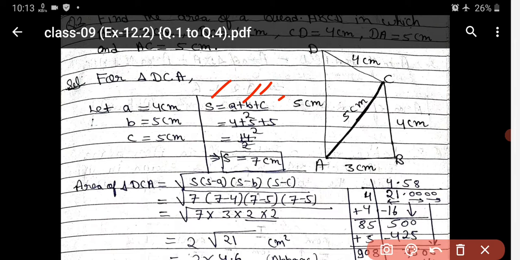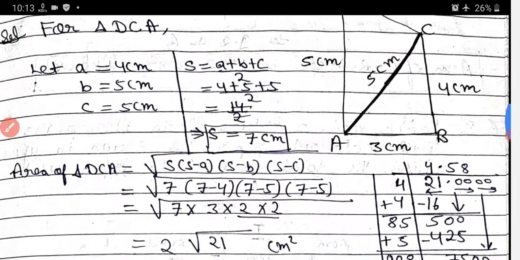When you put the values, you will get 14 by 2. Then finally you get 7. So what is the value of S? 7. Now just find the area by using Heron's formula.